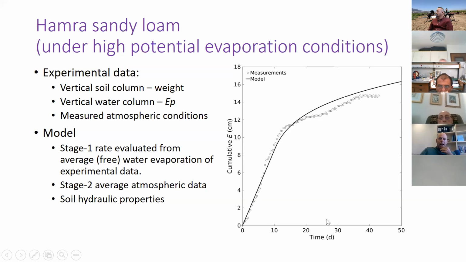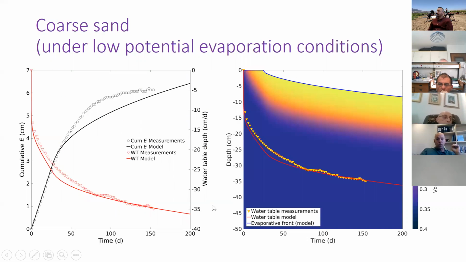Because we only had the cumulative evaporation from this experiment. But going to a next experiment, a different soil, a coarse sand now under a low evaporating atmospheric demand condition, we have additional data of a measurement of the water table depth, or where the matric potential equals 0. And then we can compare both the cumulative evaporation and the water table depth data and modeling prediction.